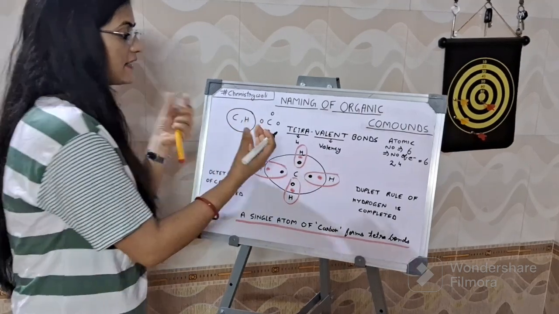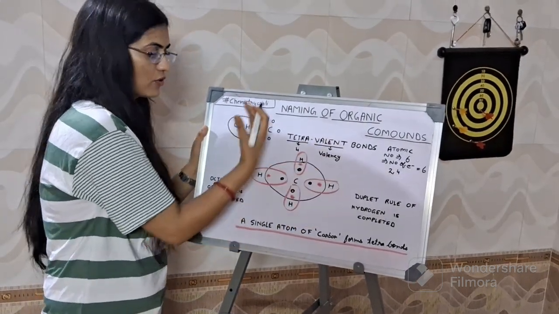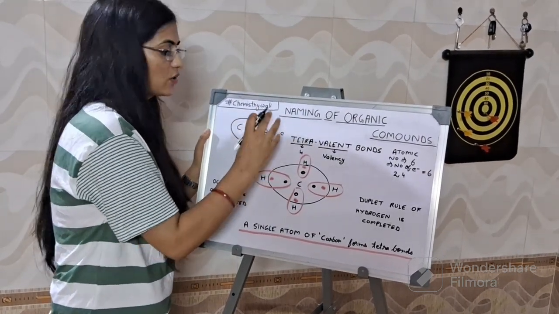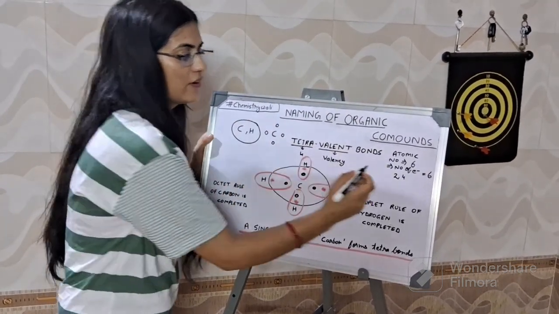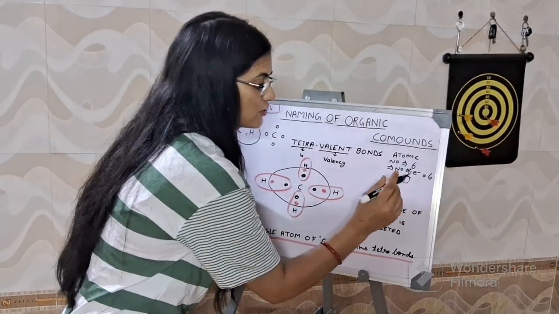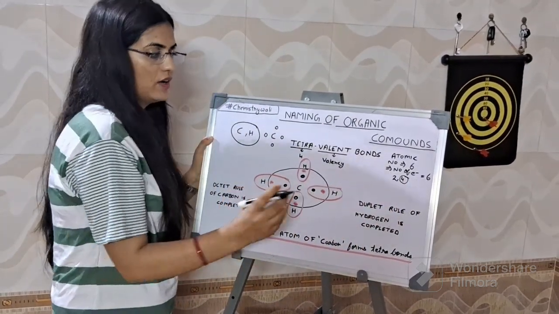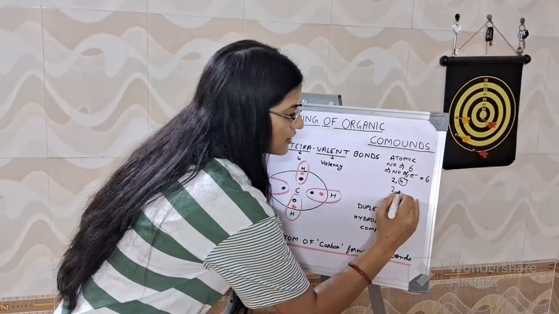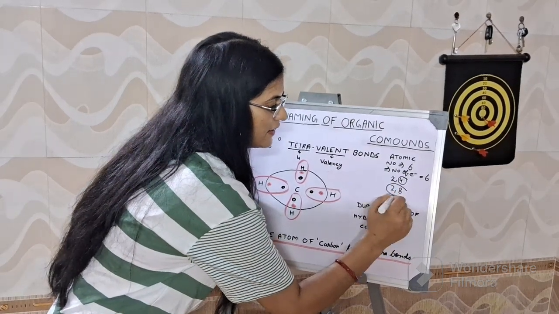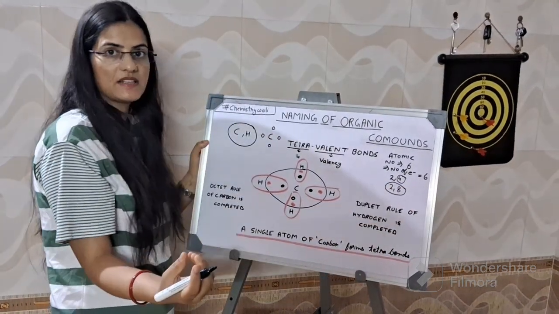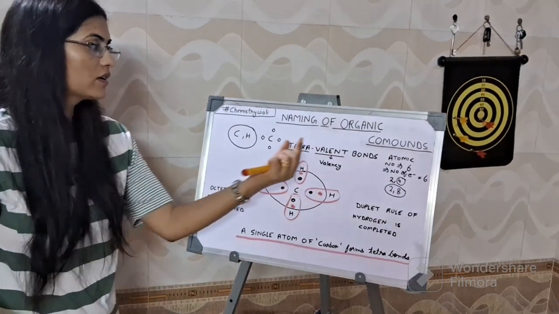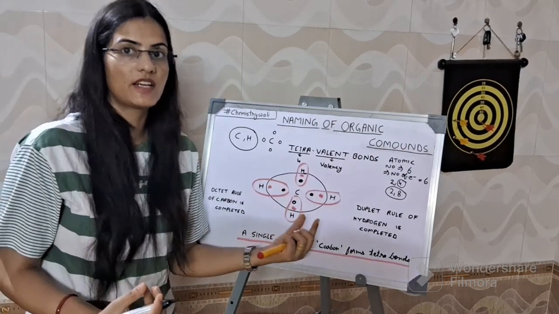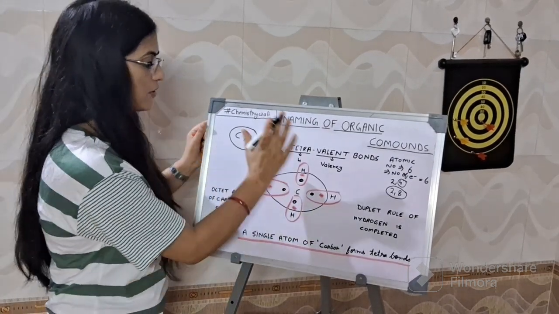So carbon can lose 4 electrons, and carbon can also gain 4 electrons to complete its valency. If carbon loses these 4 electrons, the duplet is complete. If carbon gains 4 more electrons, the configuration will be 2 and 8, and again the octet is complete. So that's why I said carbon is a very special atom of the periodic table. So this is about carbon.